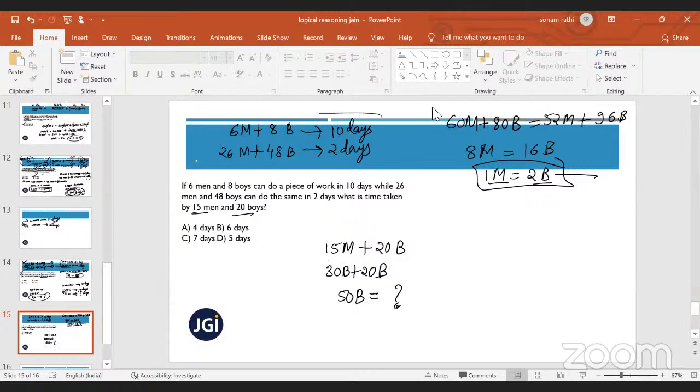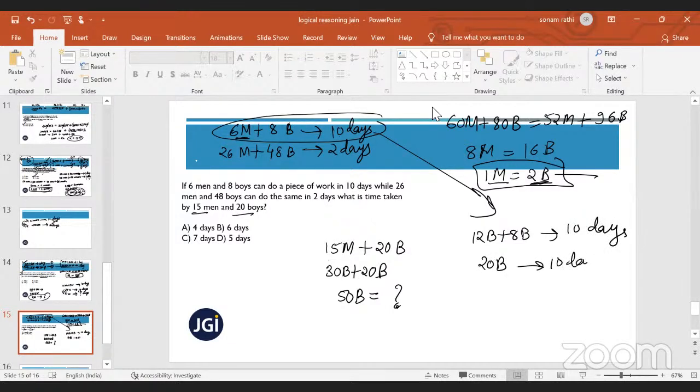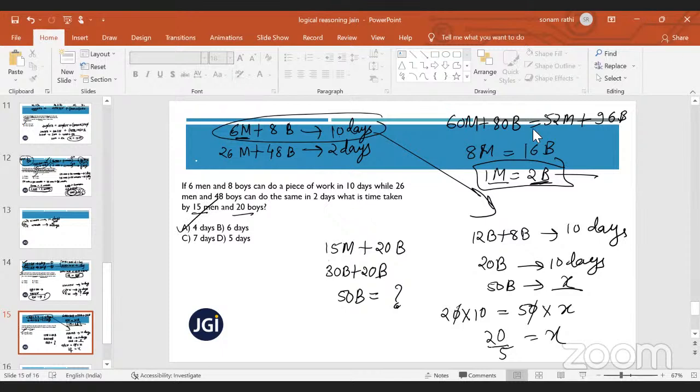Right? Now reduce your first equation. So 6 men means 2 boys each, means 12 boys. 12 boys plus 8 boys is 10 days. It means 20 boys is 10 days. We need to find 50 boys. Okay, M1 D1 is equal to M2 D2. X cancelled. 20 by 5, 4 is the correct answer. Right. You got it absolutely correct in one go.